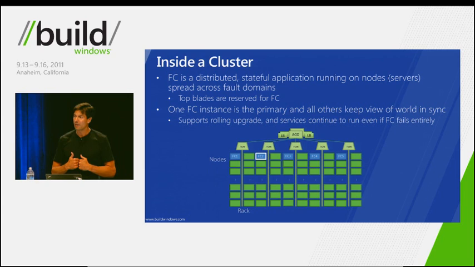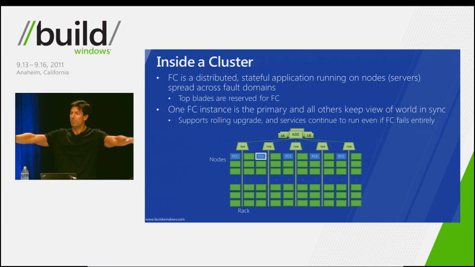The Fabric controller has multiple instances. I will show you the Fabric controller service definition in a few moments. There's typically 5 or 7 instances of the Fabric controller, so we can tolerate multiple failures across racks or nodes. The Fabric controller reserves the top blades in each rack for things like the Fabric controller itself and some other core infrastructure services. And if there's a failure of one of the Fabric controller replicas or the primary, if it's the primary, we'll fail over to a replica and that will take over.